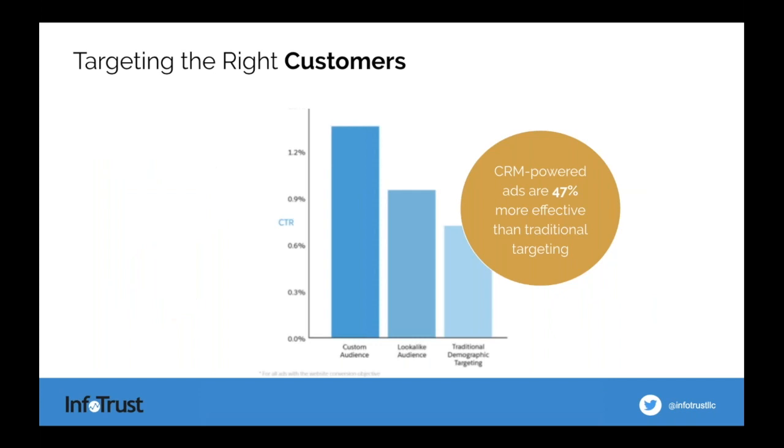And this is just an infographic. I can't remember where it's from, but it shows how important it is to really just target those right customers. So using things like CRM-powered ads actually has been 47% more effective than traditional targeting, which I think is pretty intuitive. The more information you have on the people that you're advertising to, generally the more successful you're going to be in those advertisements.